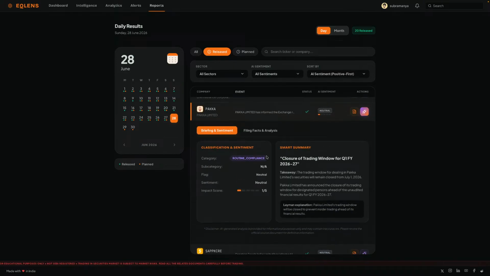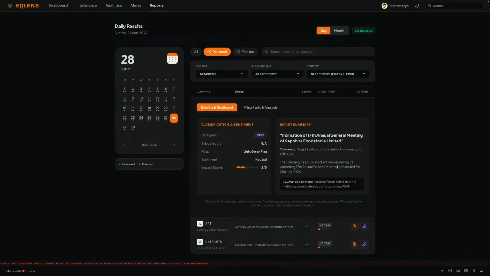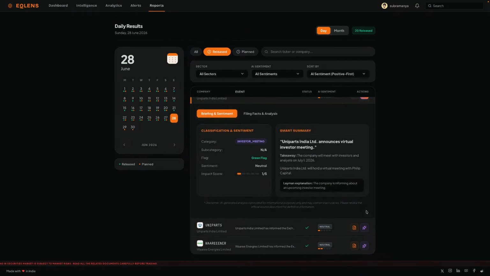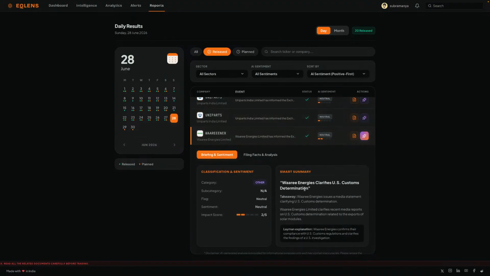Pakka Limited, closure of trading window. Sapphire, intimation of general meeting. Routine compliance, closure of trading window. Investor meeting: Many parts Indian announced a virtual investor meeting. Wari Energy clarifies US customs determination.